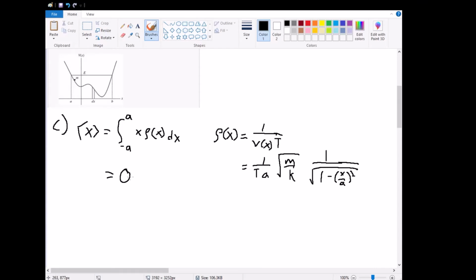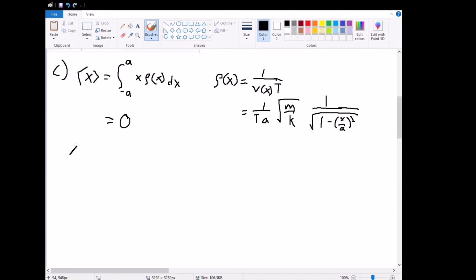And qualitatively, hopefully this does make sense. Our particle is in a standard harmonic oscillator that is centered around 0, so logically it would spend an equal amount of time to the left of our equilibrium point and also an equal amount of time to the right of our equilibrium point. So as a result, we expect the expectation value of x to be 0.